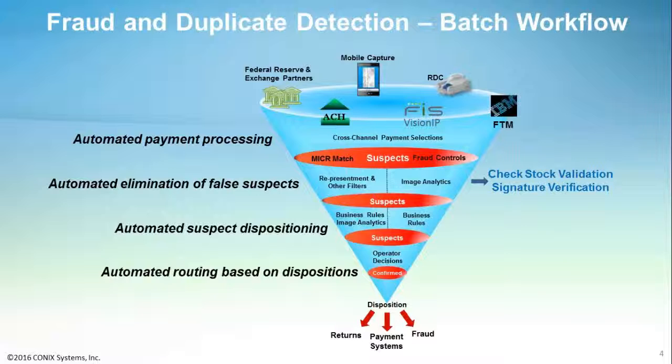For fraud detection, image analytics, such as signature verification and check stock validation, can be selectively invoked via the fraud controls and applied to specific accounts or account groups. Next, business rule logic is applied to either automatically decision the suspects or to route the suspects to an operator for decisioning. Once the suspects have been dispositioned, the results are exported and can be routed based on the disposition code assigned to various systems as needed for resolution.